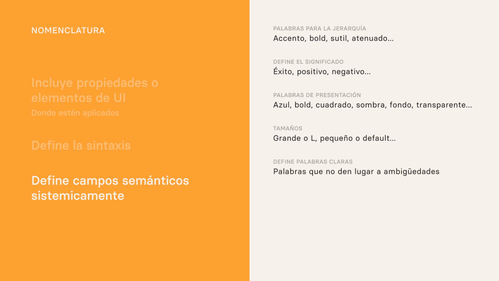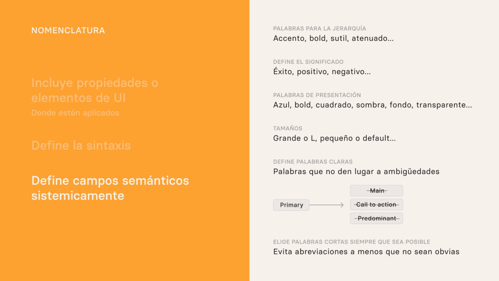Define loaded words. You can also recommend words that shouldn't be used to avoid ambiguity. For example, if you go with primary, advise against using main or call to action or predominant for an accent color. Speaking of predominant, choose short words whenever possible. Avoid abbreviations unless they're as obvious as BG for background or XS for extra small.